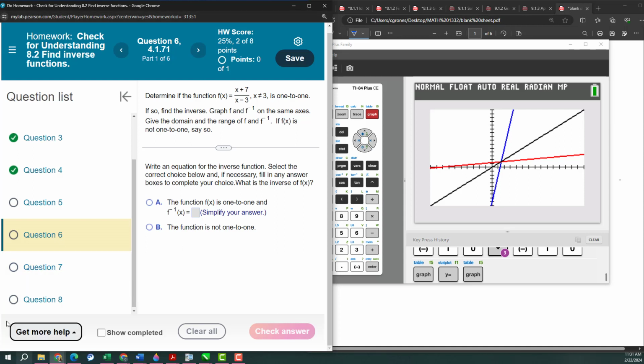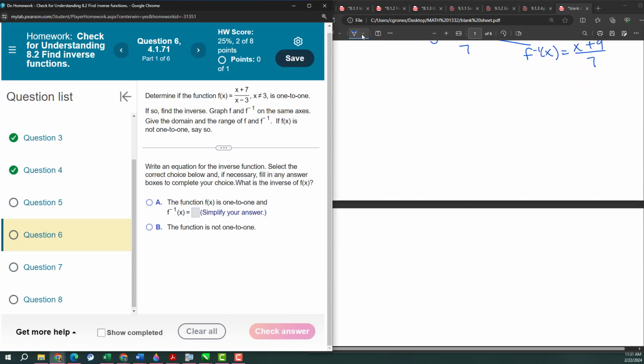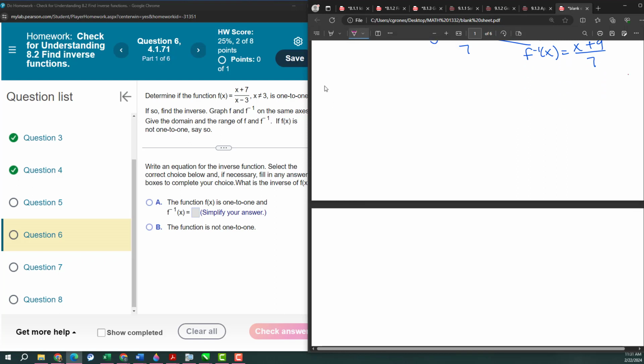Let me look at number 6. So it says determine if the function is one-to-one. If so, okay, so same thing that we have been doing. We just have a little bit more difficult function that we're working with. So number 6, f of x equals x plus 7 over x minus 3. All right, so we're going to do the same thing that we just did. We're going to set this equal to y. Then you want to swap your x's and your y's.